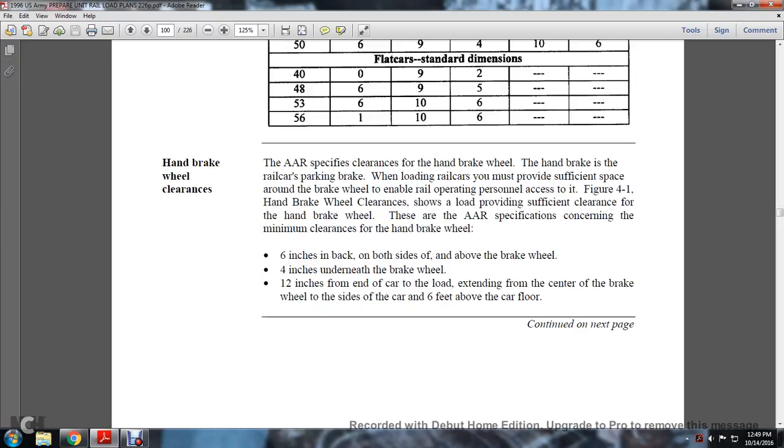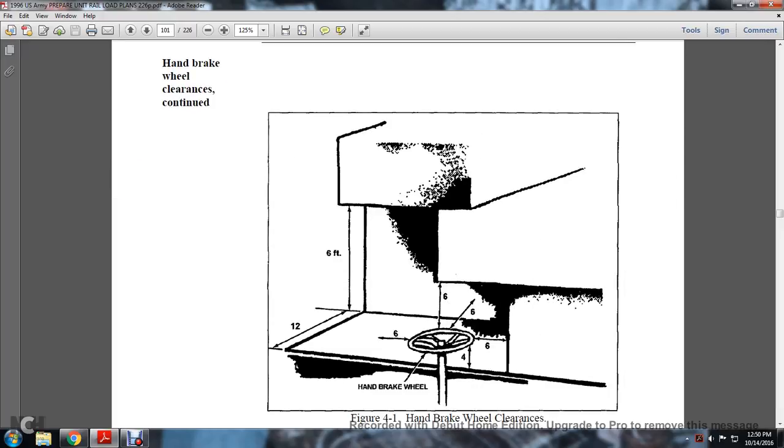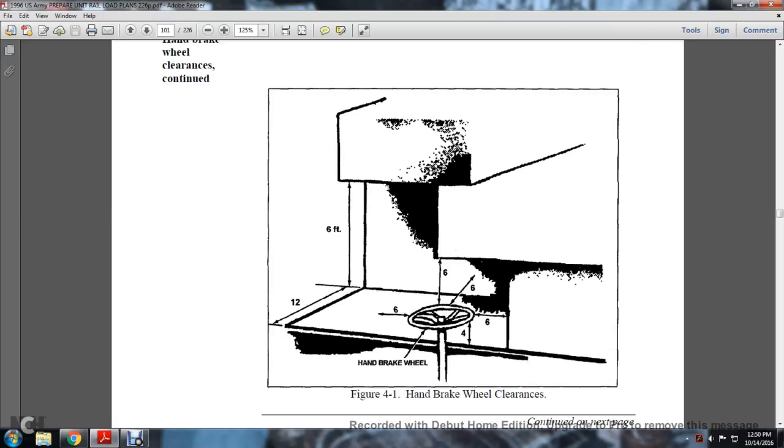There are AAR specifications concerning the minimum clearance for the handbrake wheel: 6 inches back on both sides and above the brake wheel, 4 inches underneath the brake wheel, and 12 inches on the end of the car loaded, extended with the center of the brake wheel to the side of the car and 6 feet above the car floor. Handbrake wheel clearance continued. This shows the handbrake wheel clearance of 6 feet by 12 inches by 6 inches around, with 4 inches depth underneath.